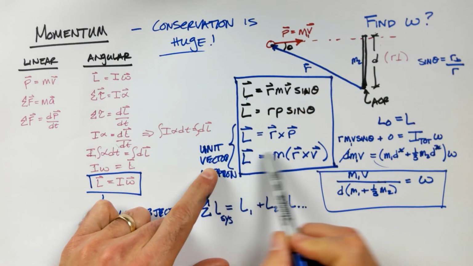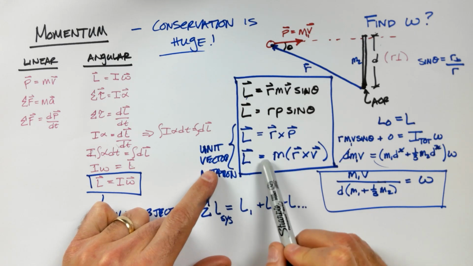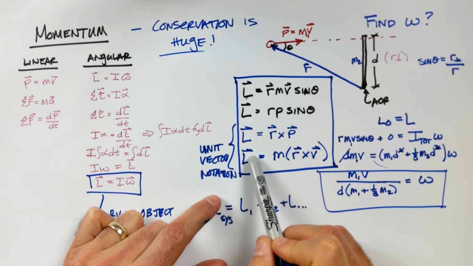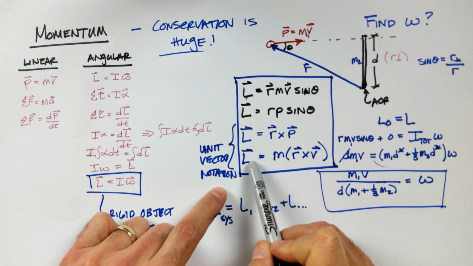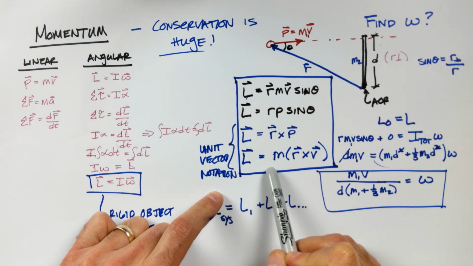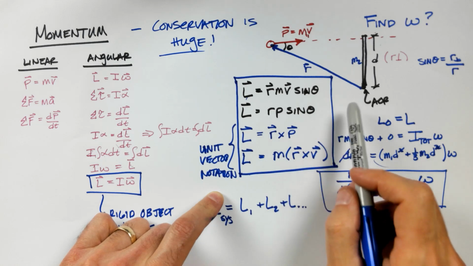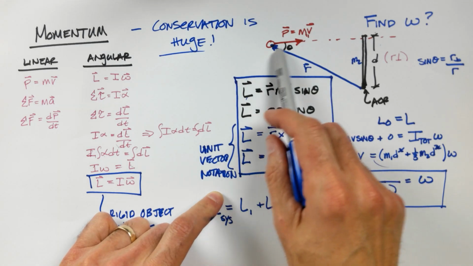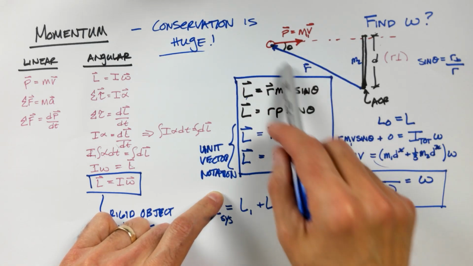Whereas if I'm using the cross product, it will actually tell me the direction of that angular momentum in i, j, and k unit vector notation, just like we did for torque. Okay, just wanted to point that out. Still using the right-hand rule here to determine the direction of angular momentum.